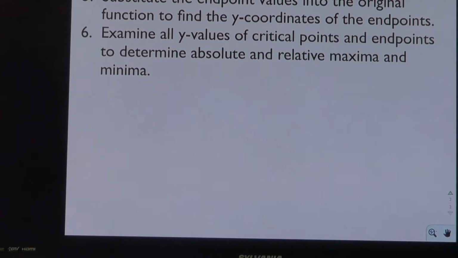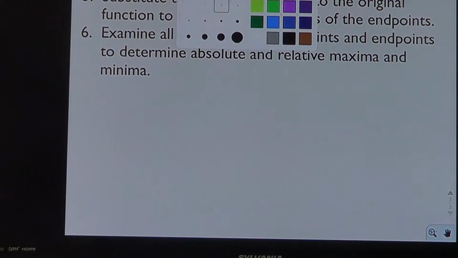We'll do an example together and then you won't have any homework today. We'll do homework tomorrow.